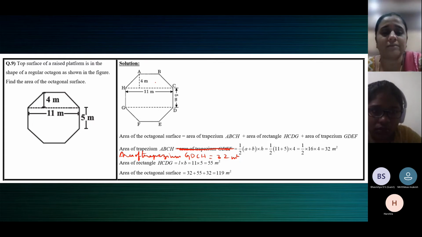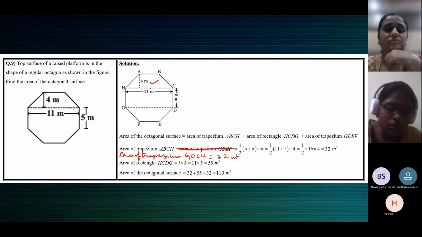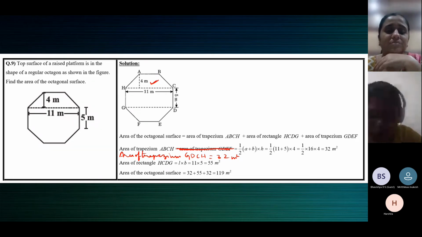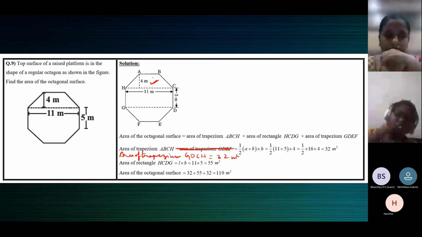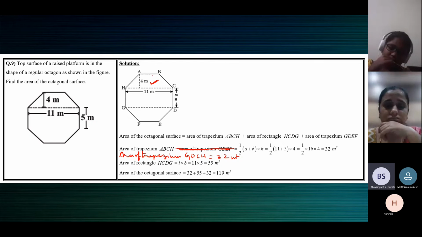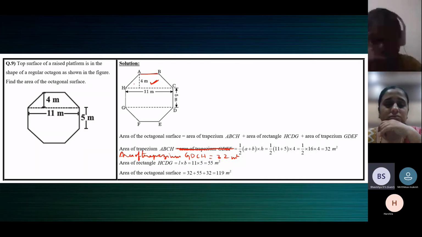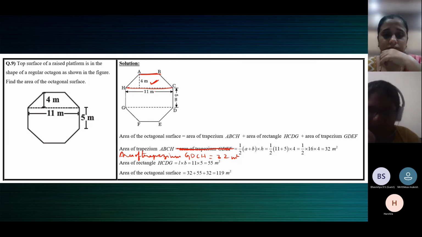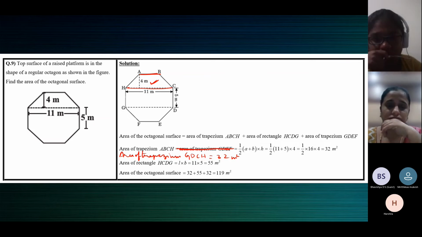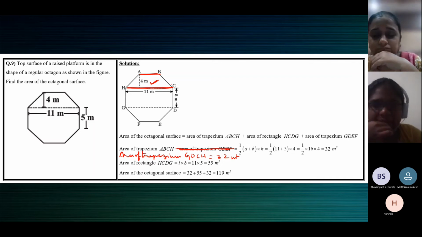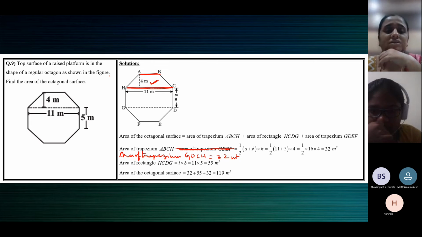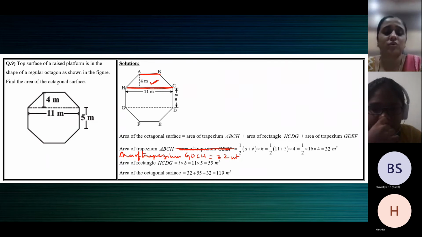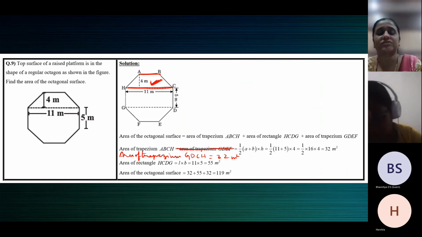So tell me, children, name the parallel sides of this trapezium. AB and FE, ma'am. What's the length of AB? 5 meters. What's the length of HC? 11 meters, ma'am. What is the distance between AB and HC? 4 meters. So using these values in the formula, you can find the area of this trapezium.